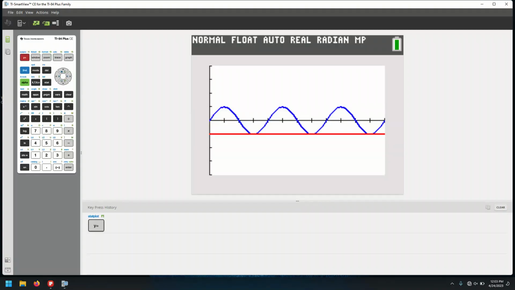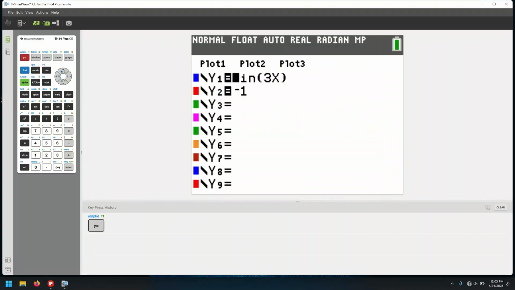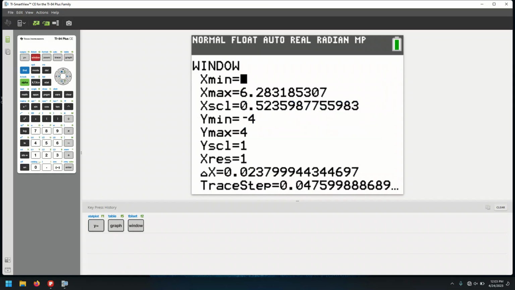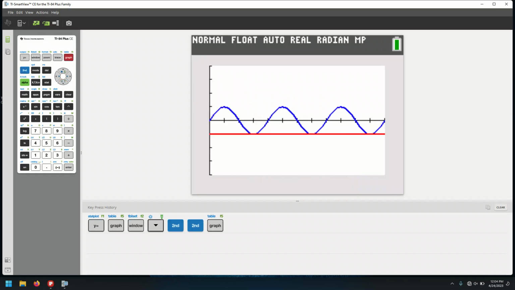Okay, so this is the example we went over last time. That was sine 3x equals -1, and we looked for the solutions within the interval 0 to 2 pi. Let me change the window again. So that's 2 pi. Just graph. And we got three solutions graphically. We also got that same thing algebraically.